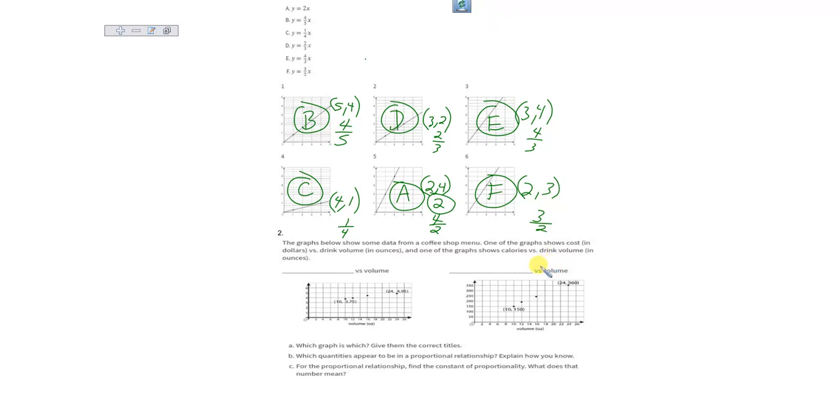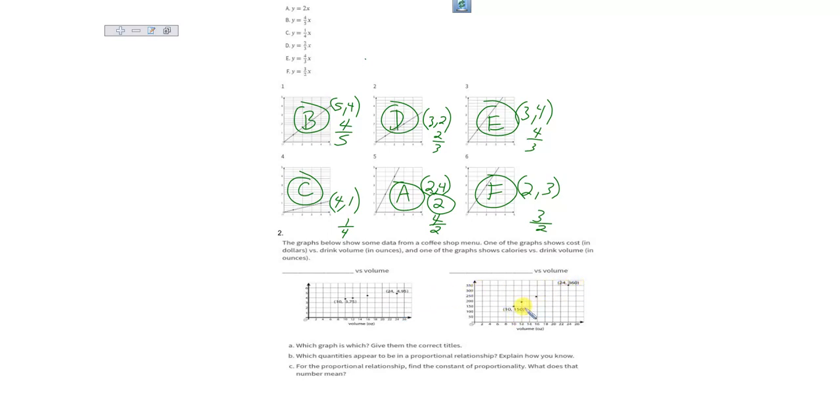So it looks like volume in ounces is always on the x-axis, and so we have to, I guess, just use some common sense here. You're not going to be looking at something that has 3.75 calories or 4.95 calories. So this is just using some general knowledge of money and the amount you would get at a coffee shop and calories that you would get in a particular drink.